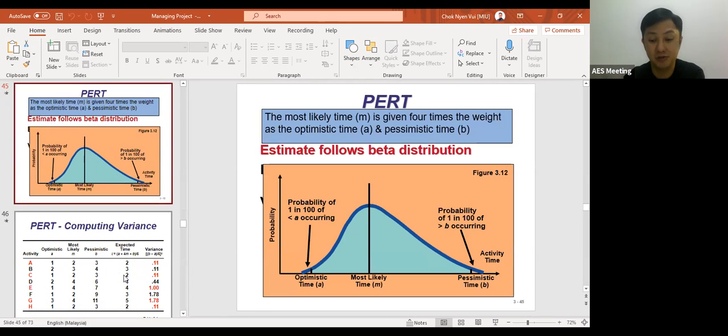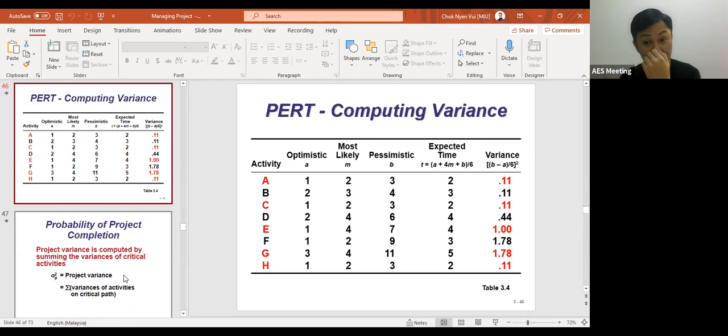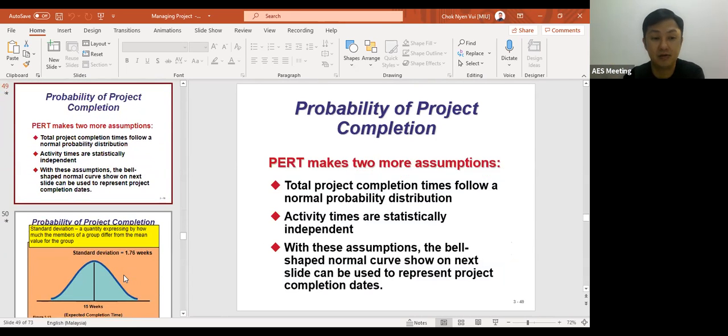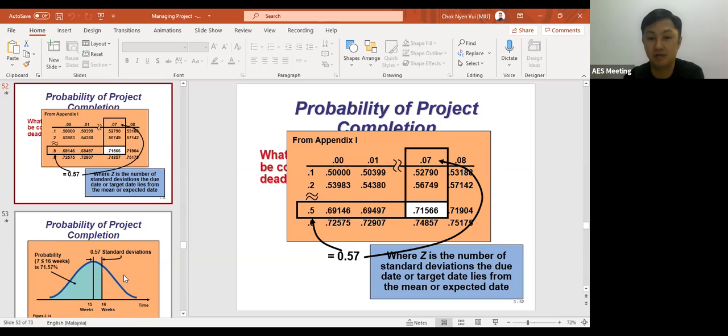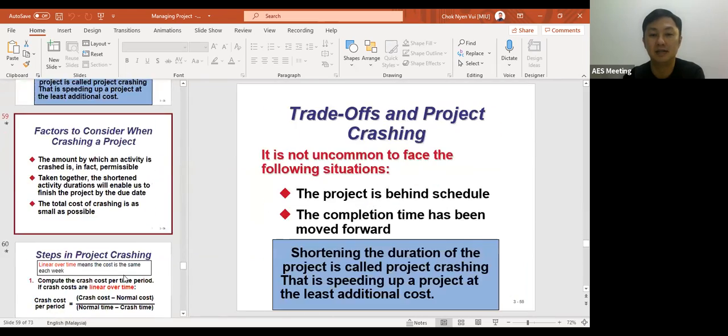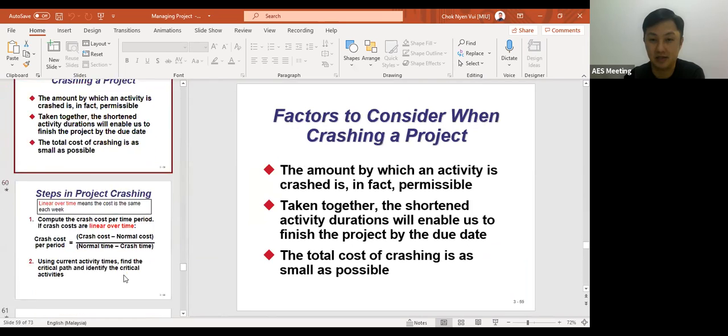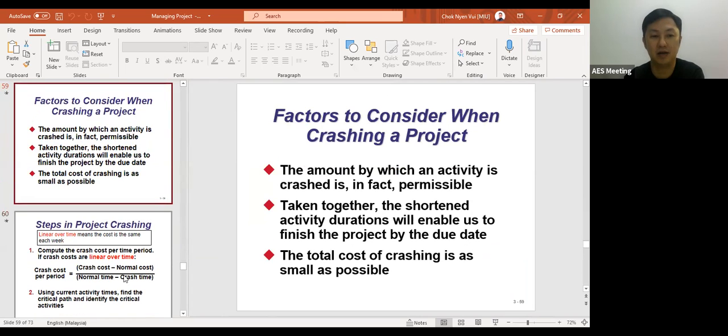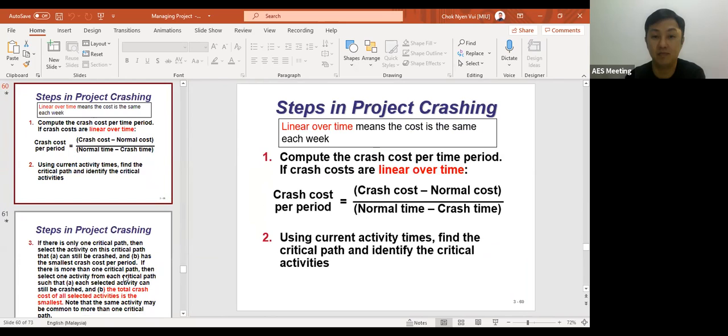So you know about the distribution. You know how to compute the variances. By using the formula, we can get the expected time and also the variances. Right after that, we also know about the total probability for the project to be completed, which can be shown in the pictures. Other than that, we have the factors to be considered in project crashing. We also have the steps involved in project crashing. We have a total of 4 steps here: step 1, 2, 3, 4. It will be repeated until you get the time that you need.